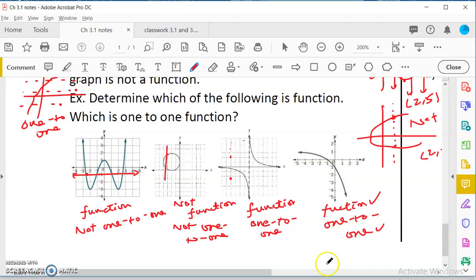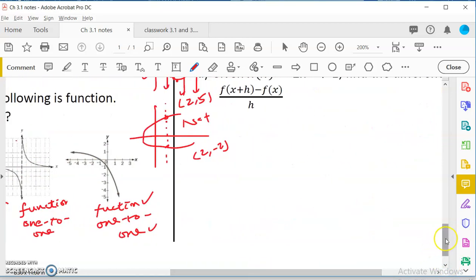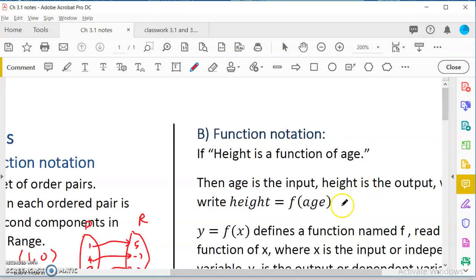The horizontal line test is for one-to-one. The vertical line test is for function. And you have to be a function first before you can classify as one-to-one. So I think we'll do function notation in the next video.